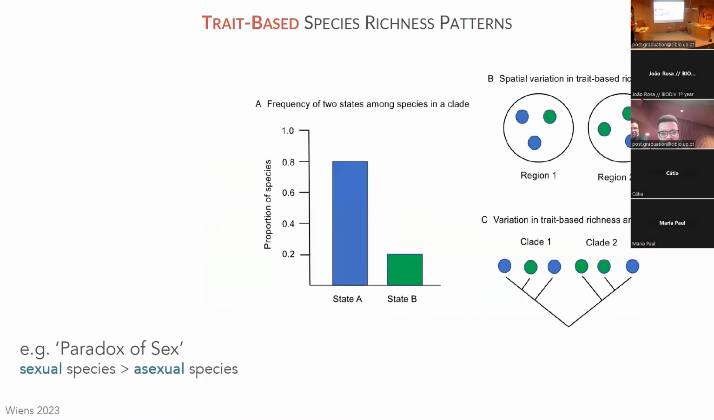A third type are the now-called trait-based species richness patterns, which describe the discrepancies we find when more species have, for example, state A than state B of a given character. This can be verified among regions or clades, but usually there are more species with one state of a character than the other. An example is the evolutionary paradox of sex. It's a puzzle for evolutionary biologists to understand why we find more sexual species than asexual species, despite the overall costs of sexuality.